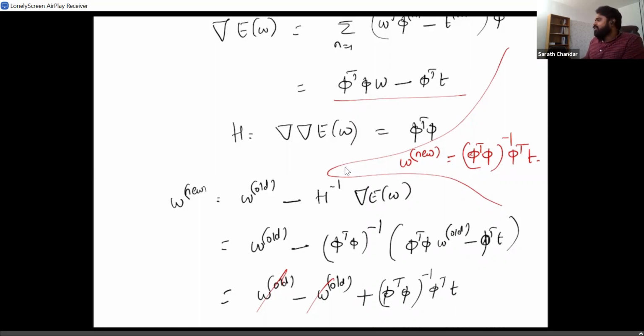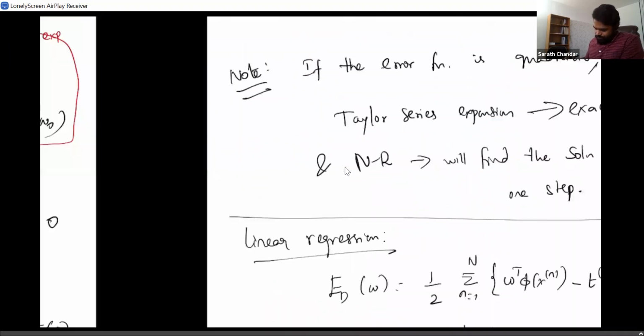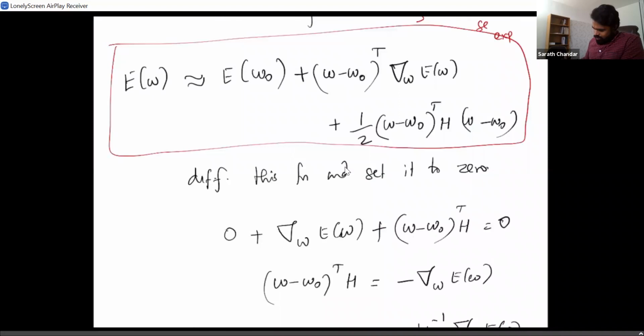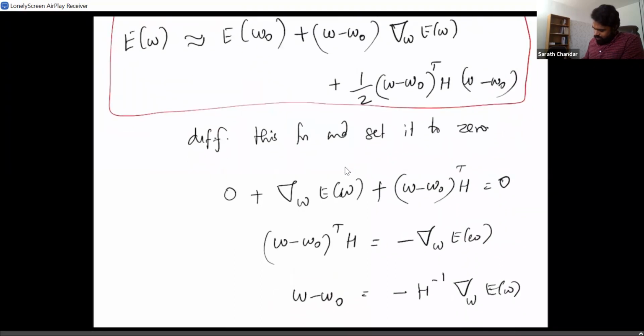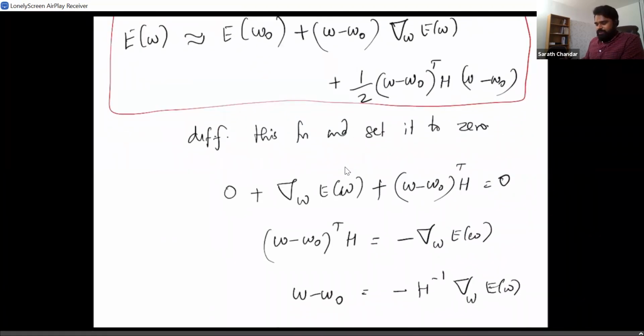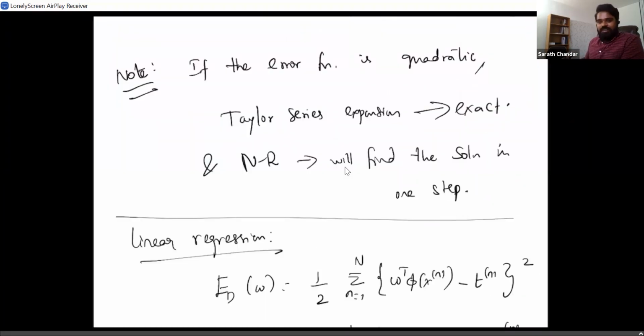The gradient should be evaluated at W0, right? Where? Okay, so the gradient here is evaluated at W or W0. I am not sure. I will think about it and get back to you.